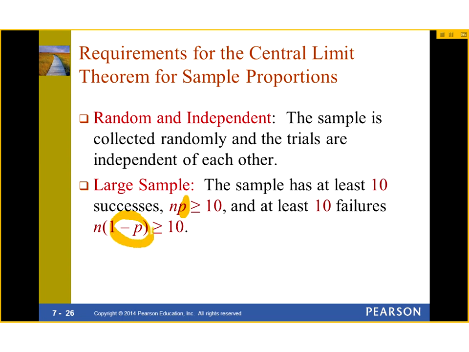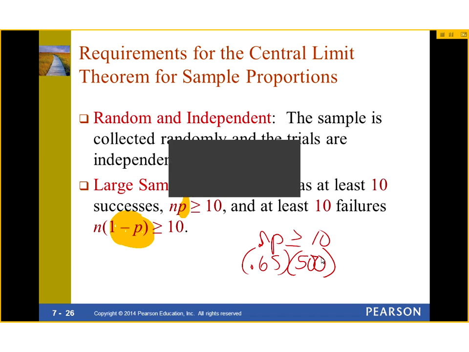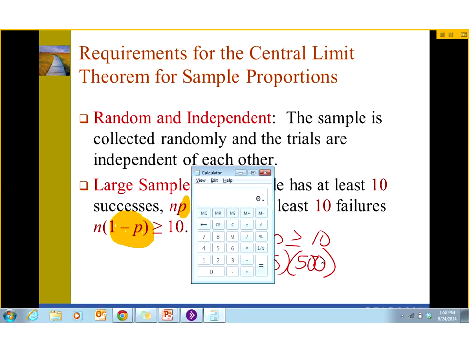And the probability of a failure is 1 minus P. So back to that previous problem where we had the 65% of women having the Pap tests, our n times p would be 0.65 times 500. We need to pull up our calculator. So 0.65 times 500.